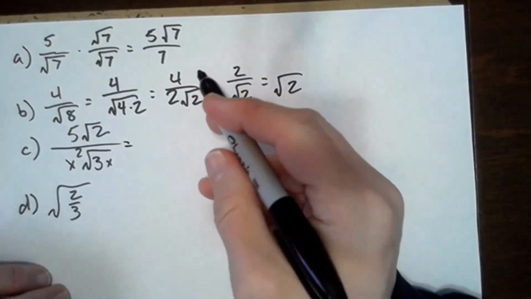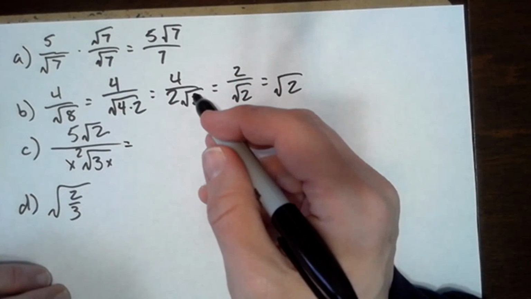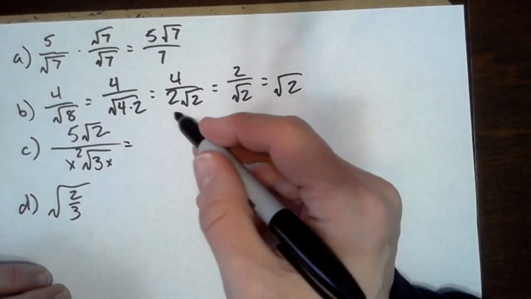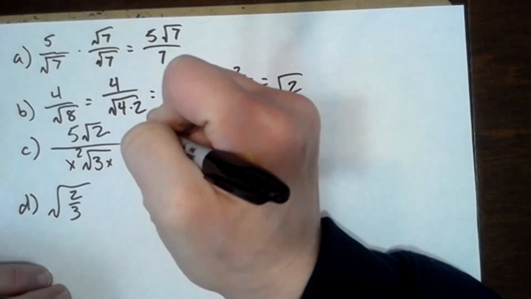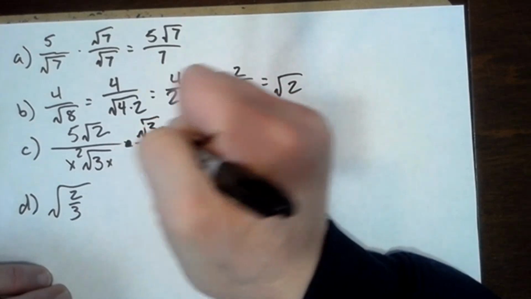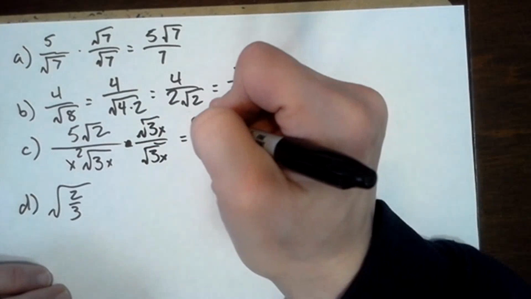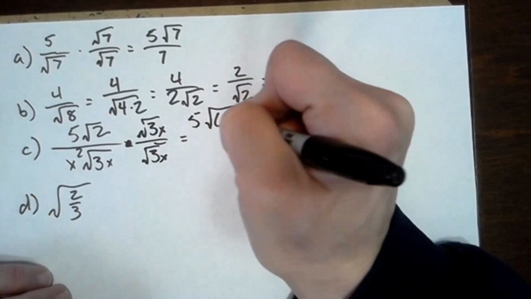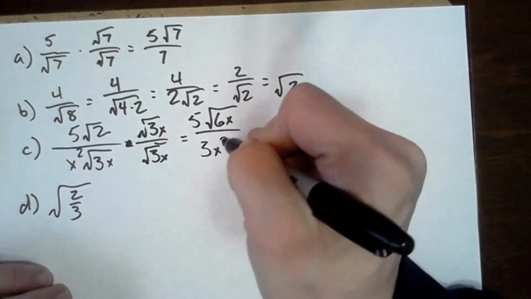Next up, we've got 5 times the square root of 2 over x squared times the square root of 3x. So we will multiply numerator and denominator by the square root of 3x. In our numerator, we then have 5 times the square root of 6x over 3x cubed.